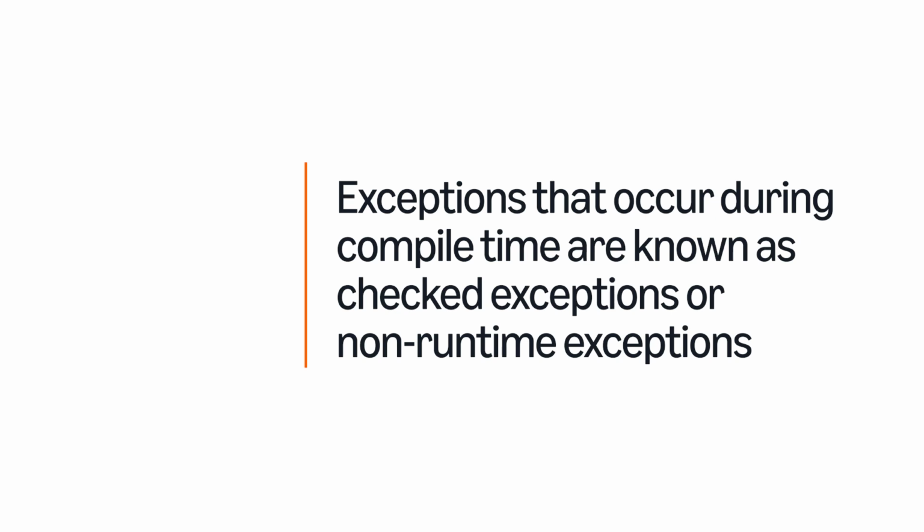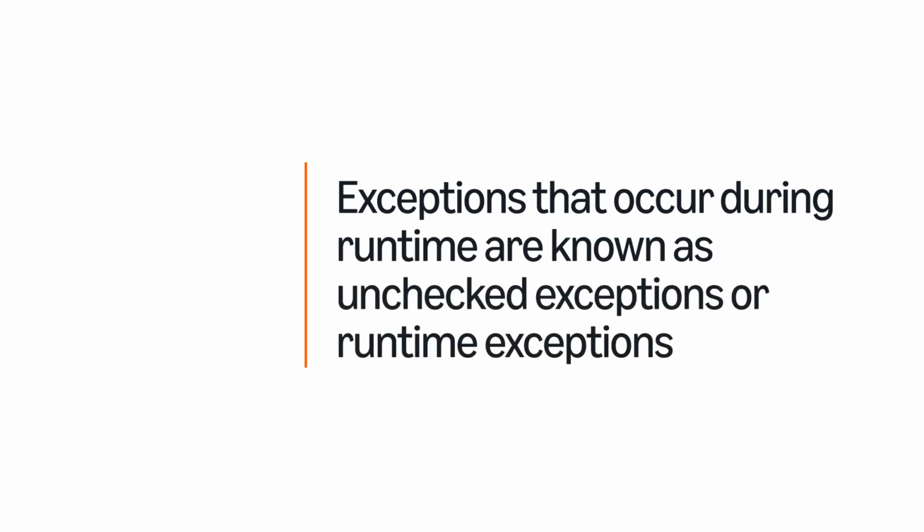Depending on when an exception or an error occurs, they can be categorized as compile time or runtime. They are also known as checked and unchecked. Exceptions that occur during compile time are known as checked exceptions. This is because they are checked or known by the Java compiler. They may also be called non-runtime exceptions. Exceptions that occur during runtime are known as unchecked exceptions. Errors always occur at runtime, and because of that, they always fall under the category of unchecked.